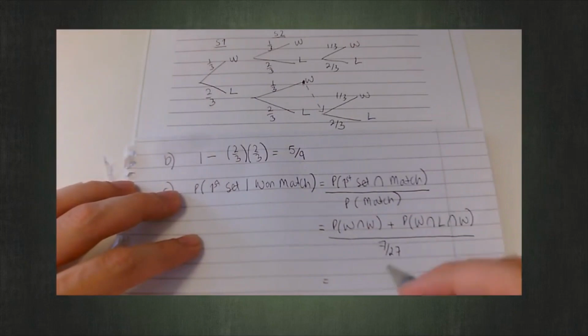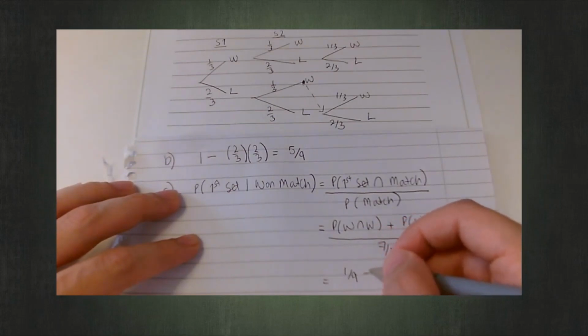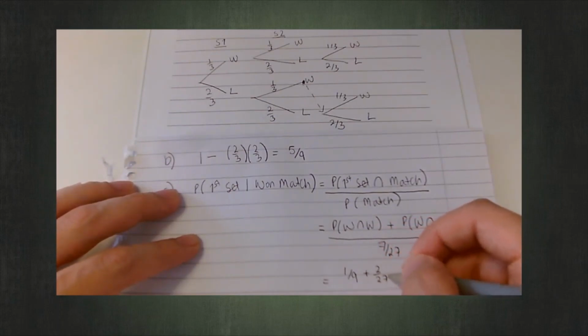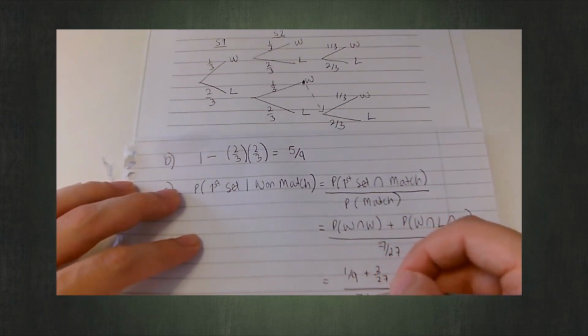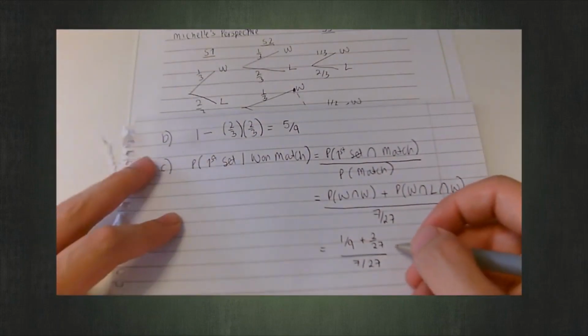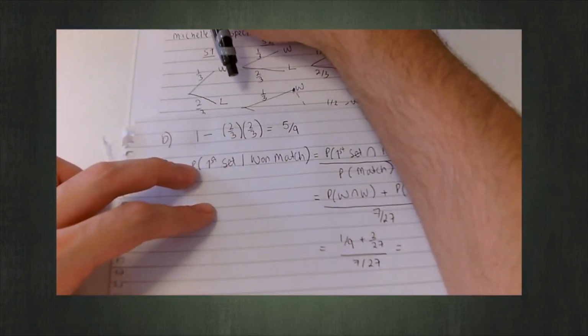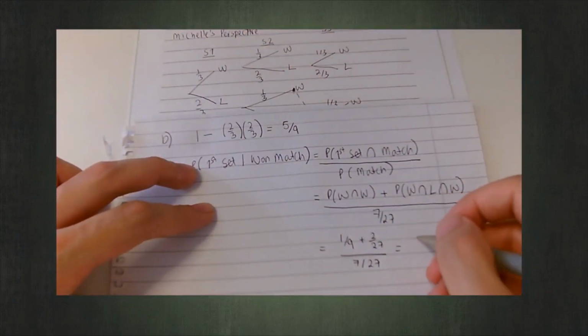Now again, you just work out these probabilities by multiplying across the branches, and when you do that, you get a 9th plus 2 over 27 over 7 over 27, which gets you to an answer of 5 over 7.